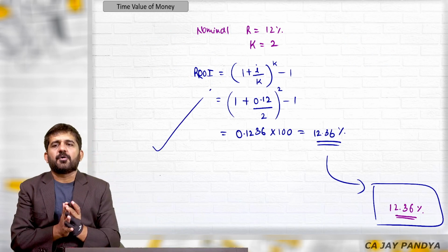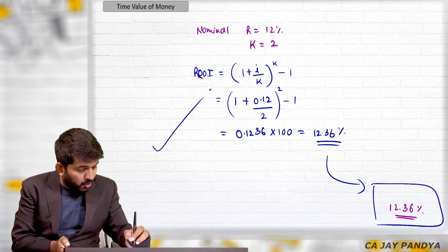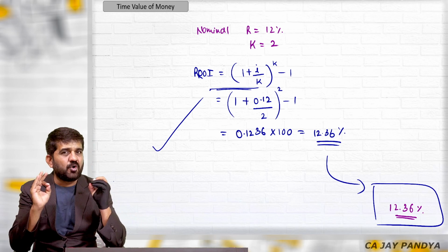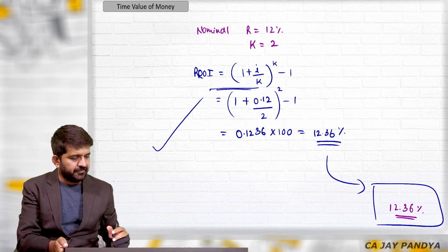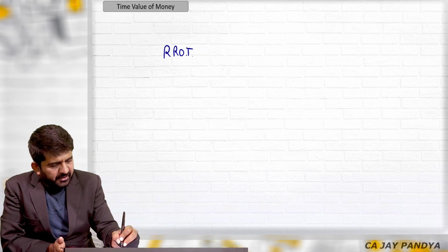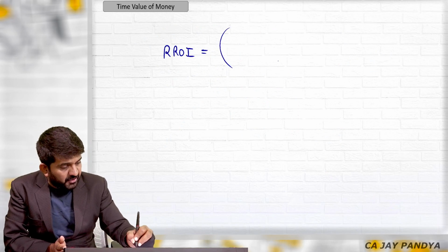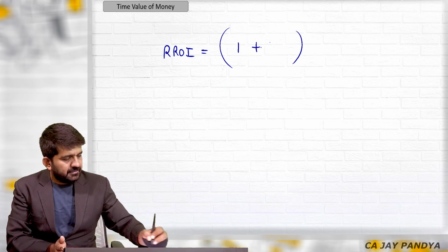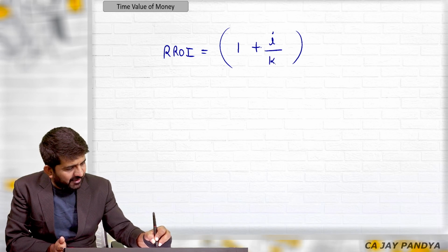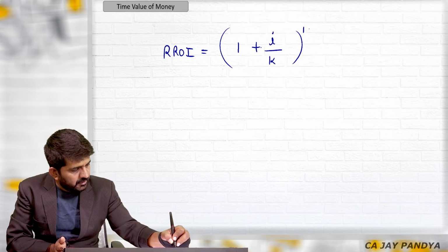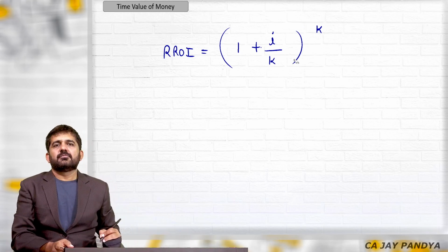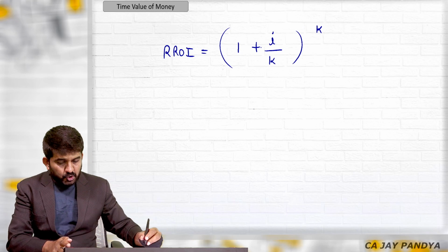Now there was a question from a student. What is the logic of this formula? It is very important that you don't just mug up the formula, you somewhat understand the formula and then mug it up. Now it is very simple. Real rate of interest. See what I am doing over here first. It is 1 plus I divided by K, 1 multiplied K times. Now 1 multiplied K times is nothing but K, so raised to K. So what is this?